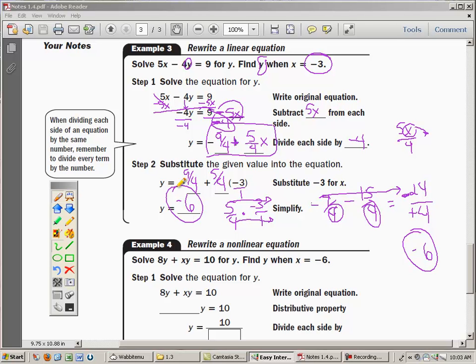A lot to do with signs in that one. Be very careful with that, especially when you start dividing negative by a negative. We have to change this sign here. I mean, there's a lot in there.